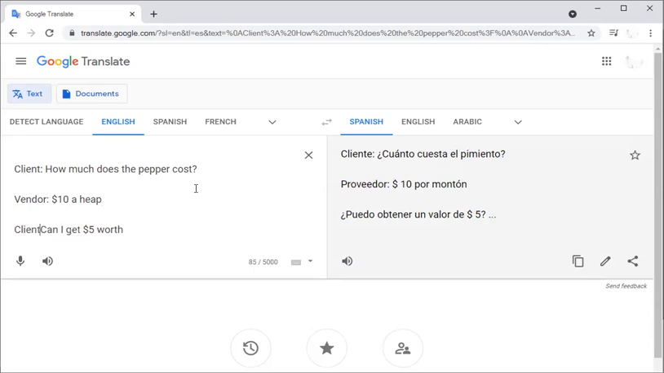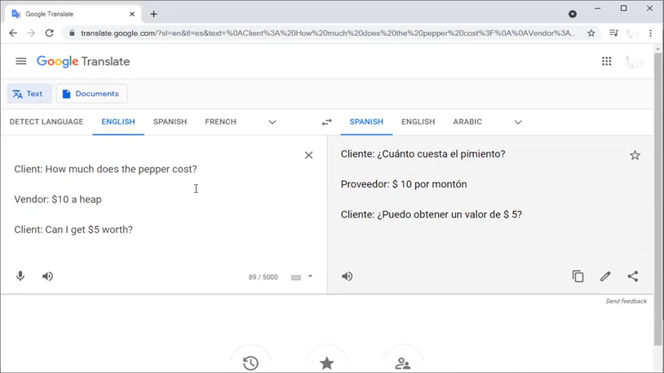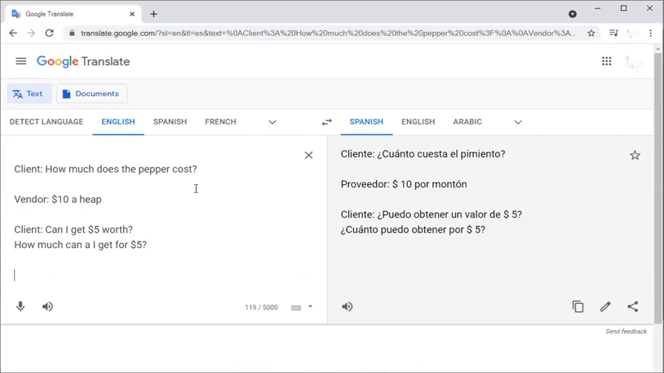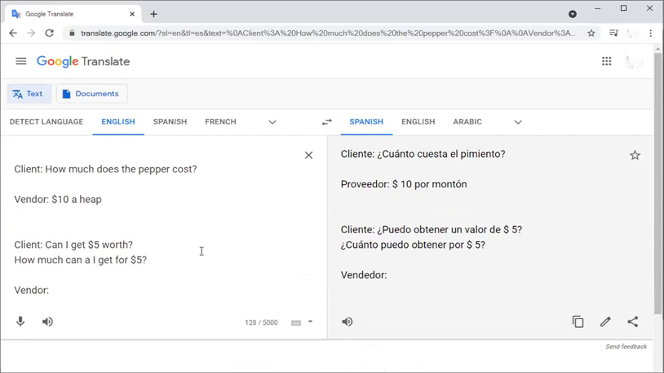Okay, then the client says, can I get $5 worth? Or you can also ask, how much can I get for 5? And then the vendor might say, what might the vendor say, Barbara? How many in the heap, Aleem? Let's say 20 in a heap. Oh, that's a lot. All right, 10 in a heap, no problem. 10 in a heap, and it's $1 for one.